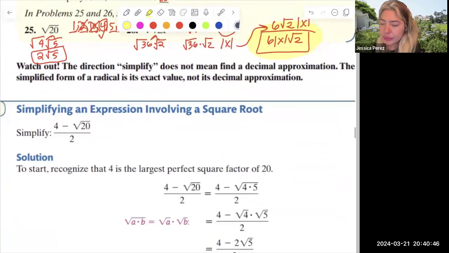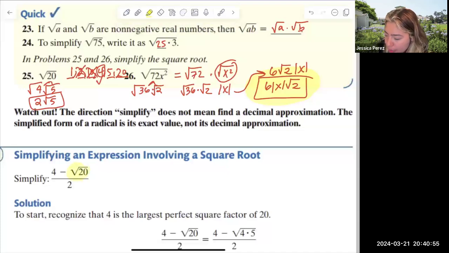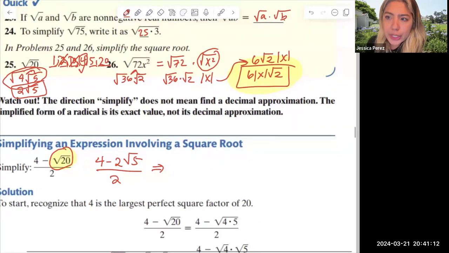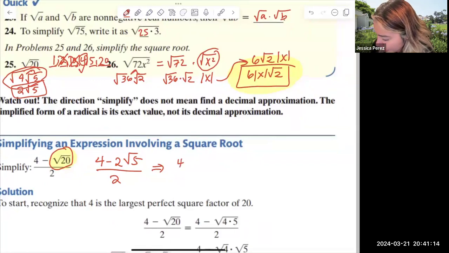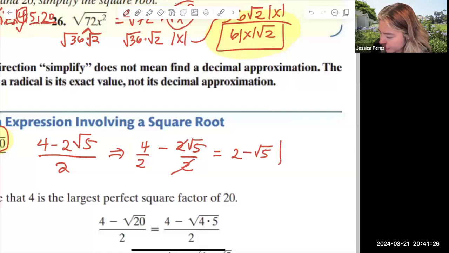So we're going to do that with the following. Let's simplify an expression involving a square root. The only one that has a root is this one, but we already talked about it. Simplifying the square root of 20 was 2 root 5. So it's 4 minus 2 root 5 all over 2. But we learned a property that says 4 over 2 minus 2 root 5 over 2. So 4 over 2 is 2, and then a 2 and a 2 cancel, and minus root 5.